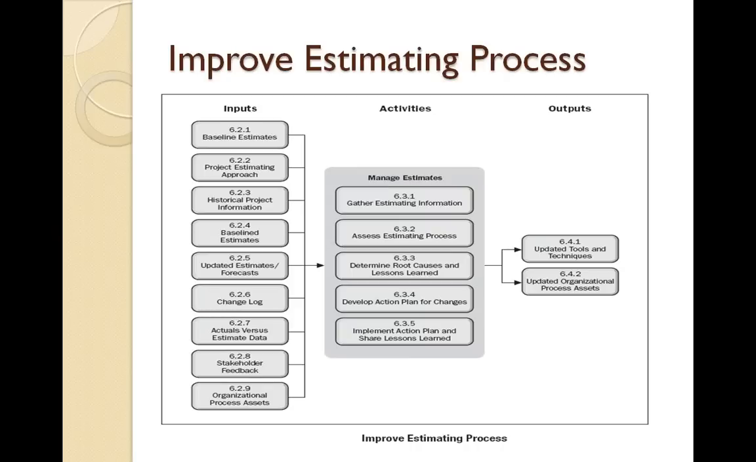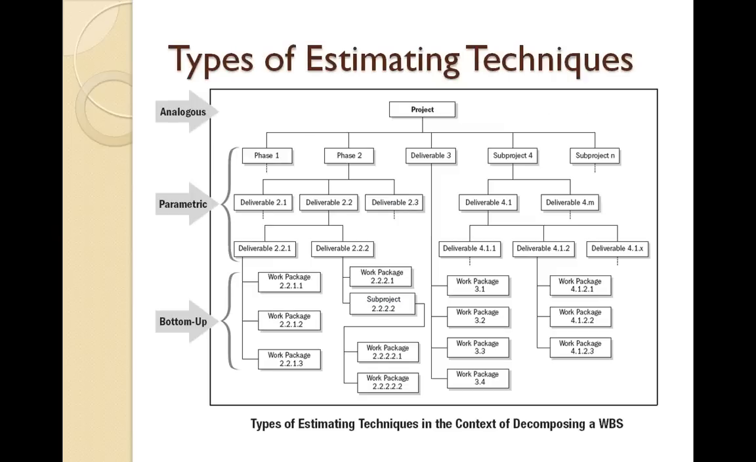So let's look at the categories of estimation techniques. These are not specific estimation techniques, but the categories of those techniques. The top-level technique is usually the analogous estimation technique, which is a very high-level or top-down estimation technique. We also use parametric techniques, where we use parametric models, mathematical queries, and calculations for estimations. And we also use bottom-up estimations, where we detail down to the work package level.